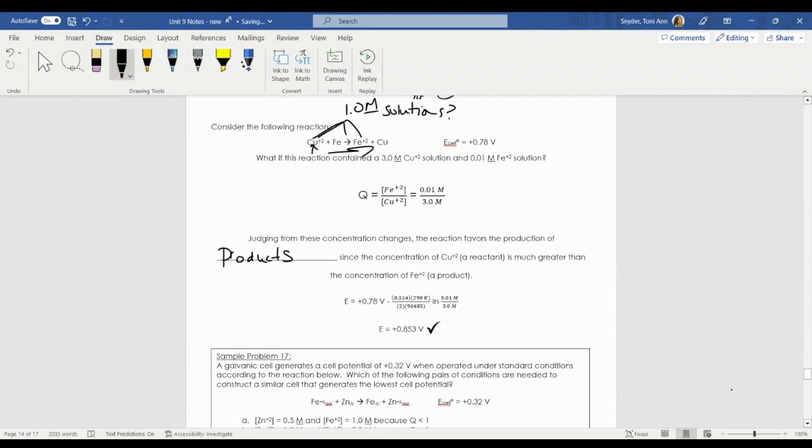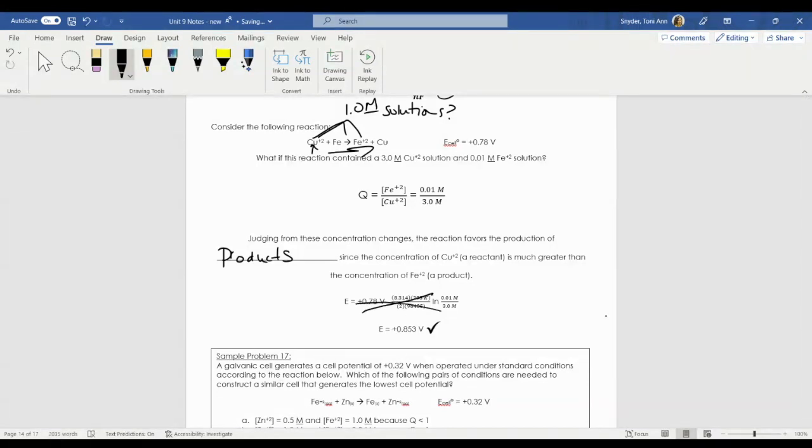Your standard cell potential is 0.78 volts. I have all of these variables plugged in there: RT over n times coulombs times ln 0.01 over 3. And you'll notice that when this occurs, my cell potential increases. And that makes sense. I could produce a lot more products because the concentration of my reactants is a lot higher. That's all you need to know for the Nernst equation. The Nernst equation is on your equation sheet, but you won't have to actually calculate this.